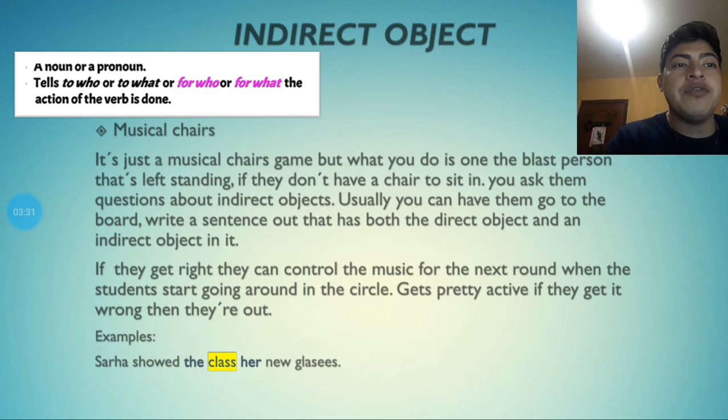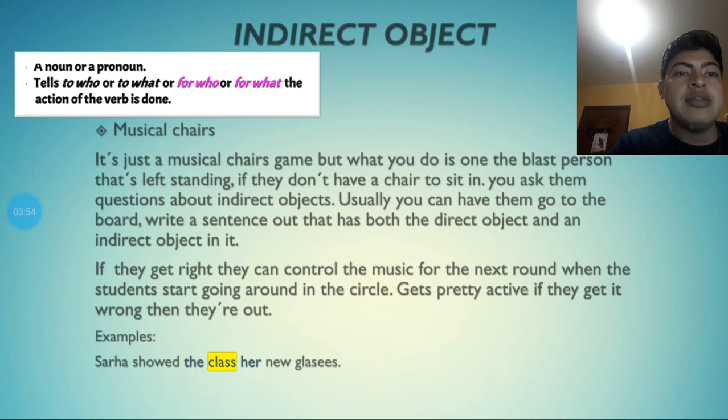Usually you can have them go to the board and write a sentence that has both the direct object and indirect object in it. If they get it right, they can control the music for the next round, when the students start going around in the circle. If they get it wrong, then they are out. Example: Sarah showed the class her new glasses. The class is the indirect object.